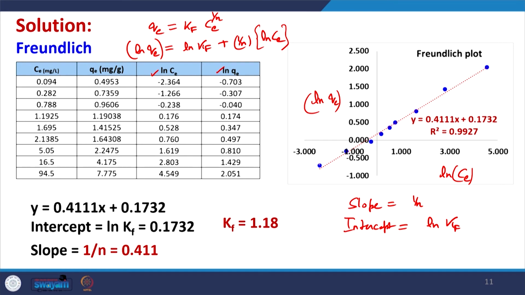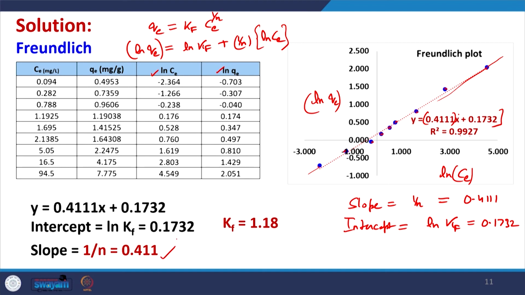Now, we plot these points, and you can see all these points are there, and we fit an equation on these points. This equation is given here, and the R square value is 0.9927. So, the fitting is good. The slope is 0.4111 and the intercept is 0.1732. So, we can see here.